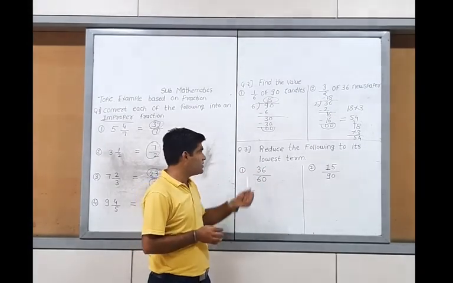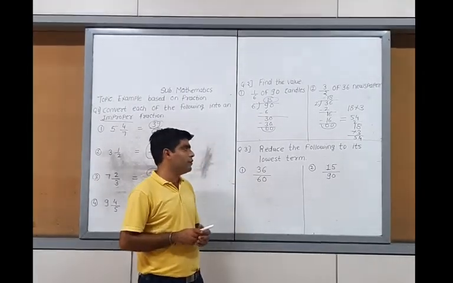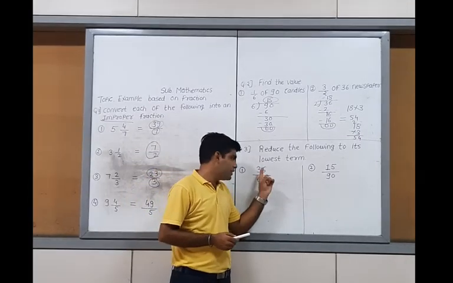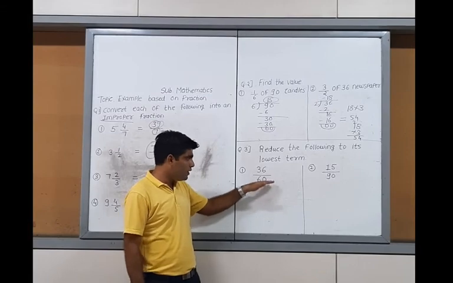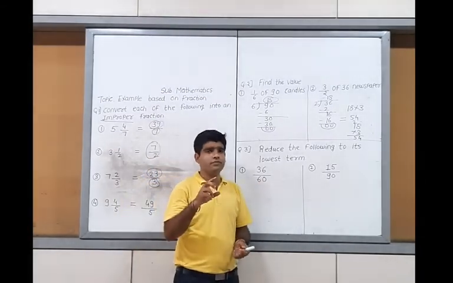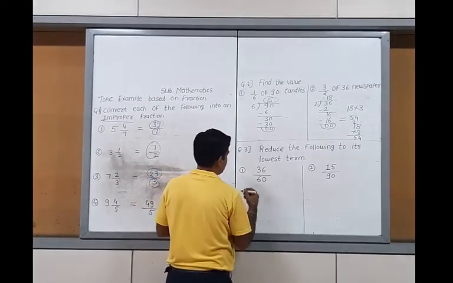Now, start from question number 3. Reduce the following to its lowest term. The first example is 36 upon 60. Reduce it to the lowest term by using common division. This is 36 upon 60.